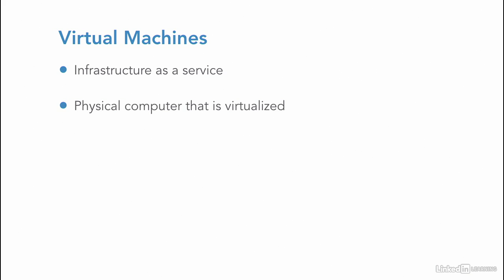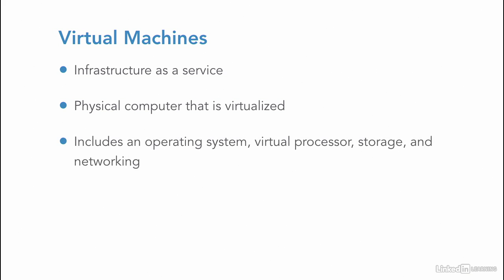Starting off with Azure Virtual Machines. Azure Virtual Machines fall under the infrastructure as a service model. A virtual machine is just a physical computer that's been virtualized and is running on a hypervisor of some sort. A virtual machine, just like a physical machine, includes an operating system, a processor. If it's virtual, it'll be a virtual processor, storage, and networking. And we do have to manage our virtual machines the same as a physical machine. We're still responsible for updating it, backing it up, patching it, etc.